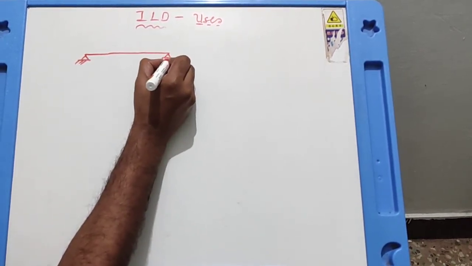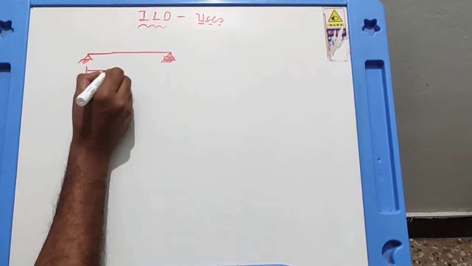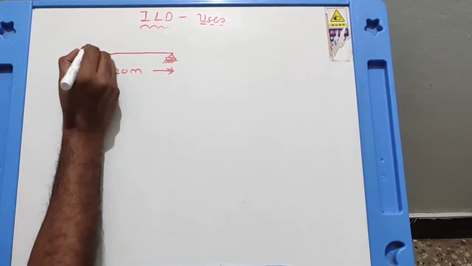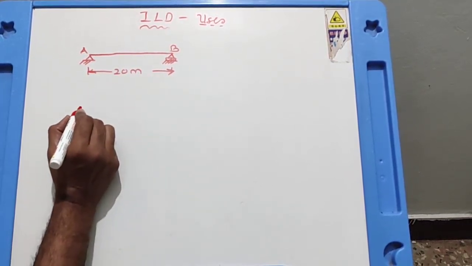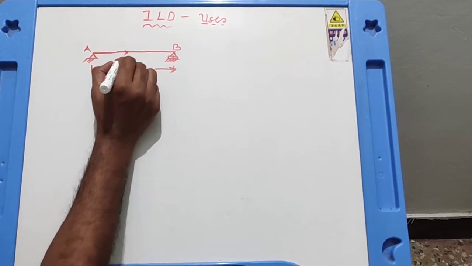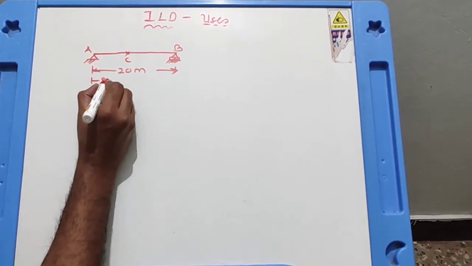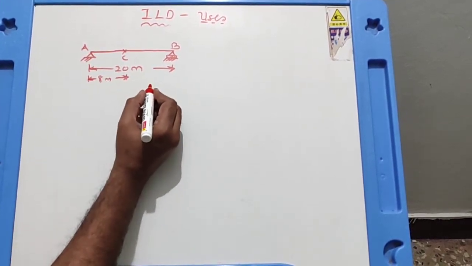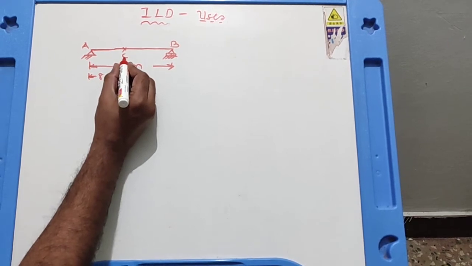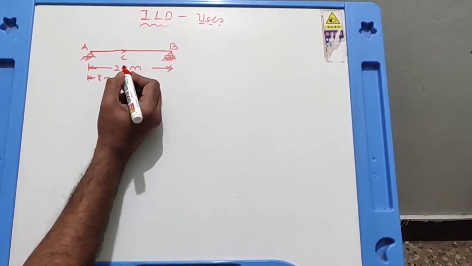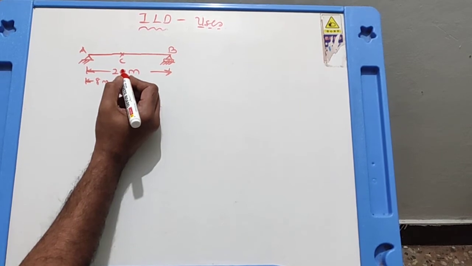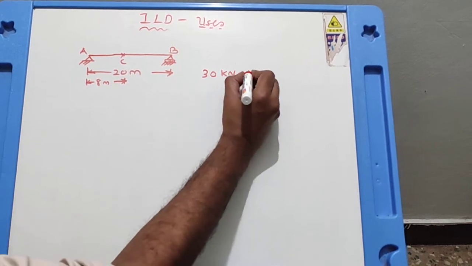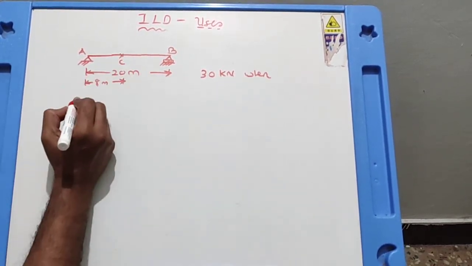First of all, I will take this example. Say this is a beam which has 20 meter span. This is support A, this is support B. Now, there is a section C here at a distance say 8 meters. Now the question is, draw the influence line diagram for bending moment and shear force at C and find out bending moment and shear force at C due to a load of 30 kilonewton when it occupies section C.